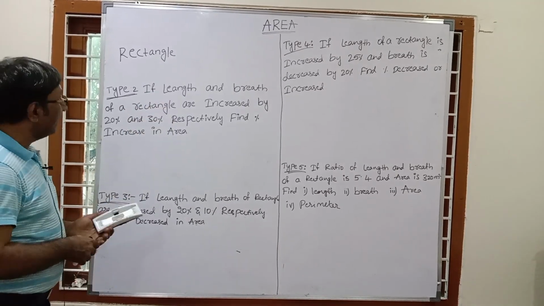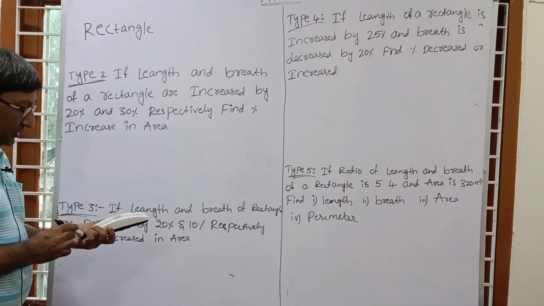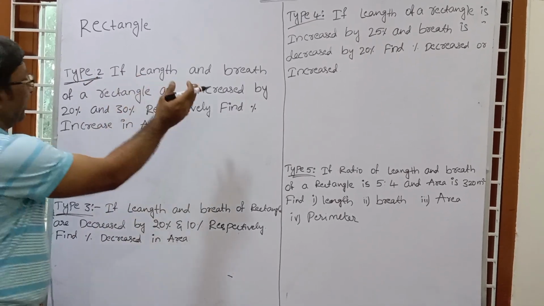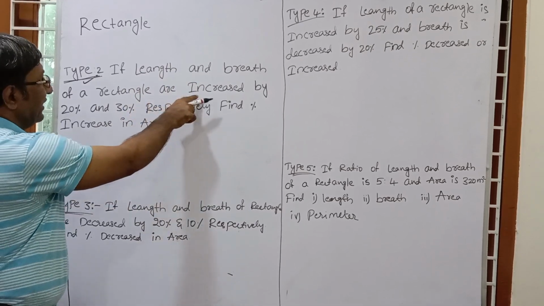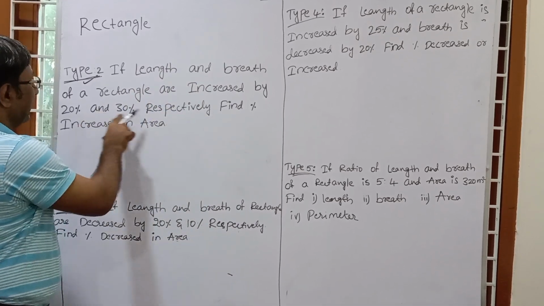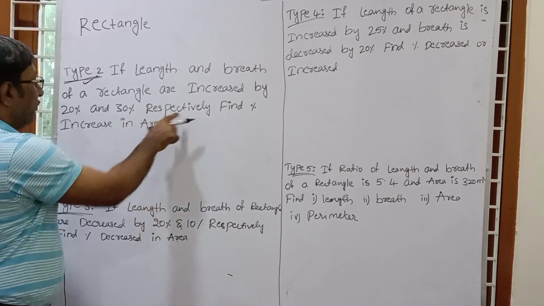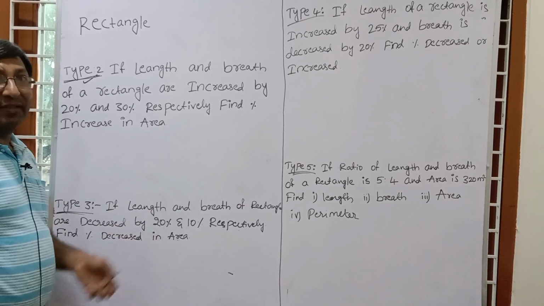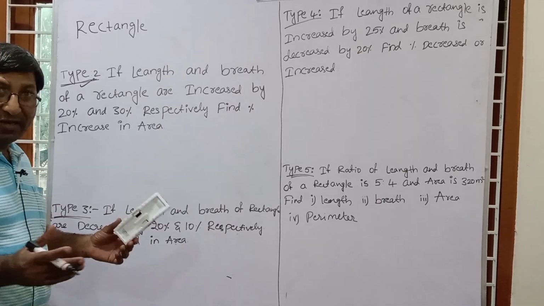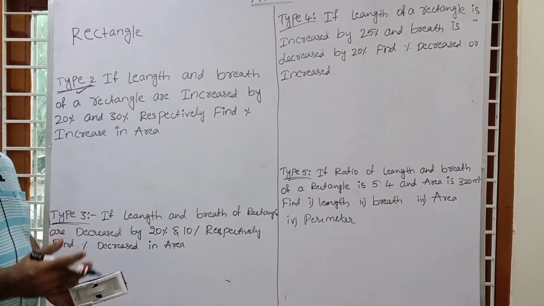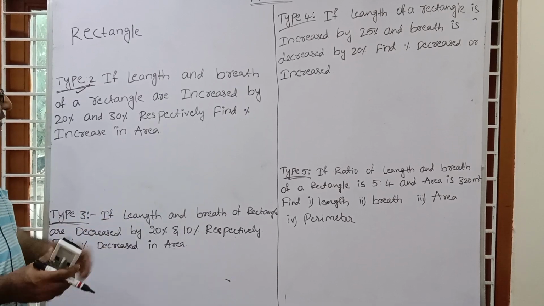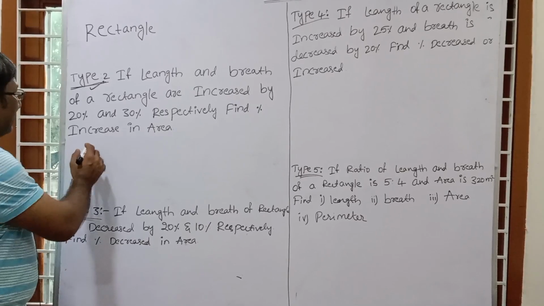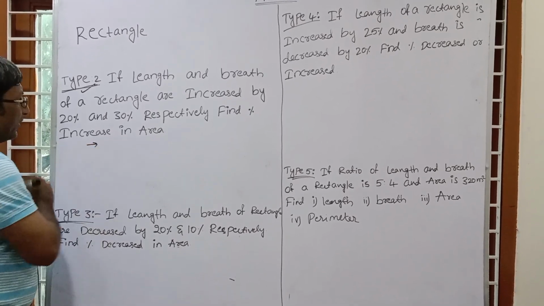So you see type number 2 question. What is the type 2 question? If length and breadth of a rectangle are increased by 20% and 30% respectively, find percentage increase in area. This is a very important question, and this type of question is generally asked in interviews, placements, SSC and other competitive exams. In every exam this type of question will be asked. So for this question there is a trick. What is the trick for this type of question?